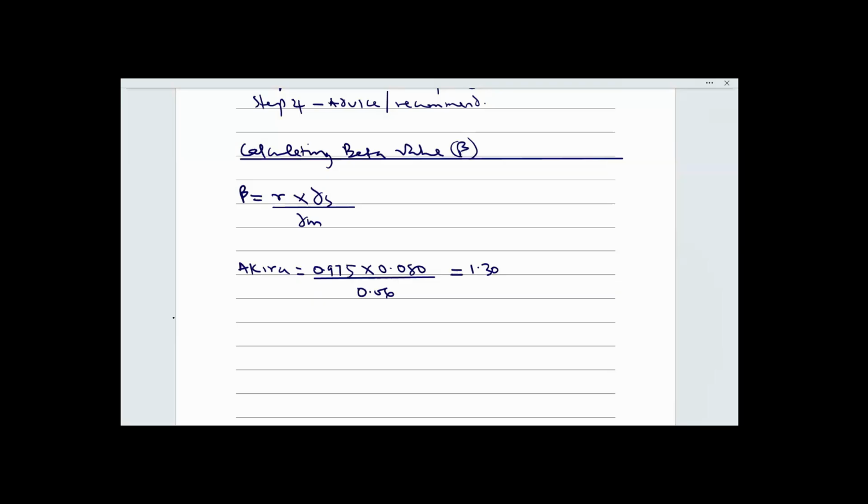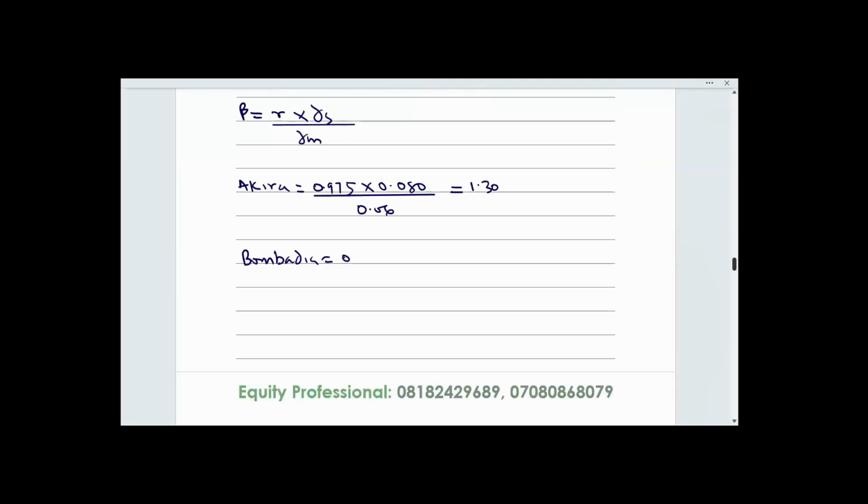Then, after Ahira, we have Bombardier. Give me the correlation coefficient of Bombardier. 0.640, multiplied by the standard deviation of Bombardier, 0.075. 0.75 divided by 6, which is the risk of the market as measured by standard deviation. What do we have? 0.80.